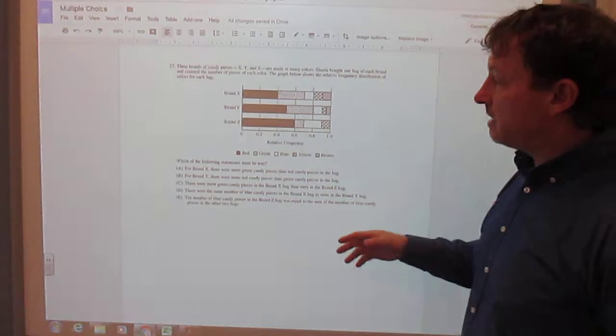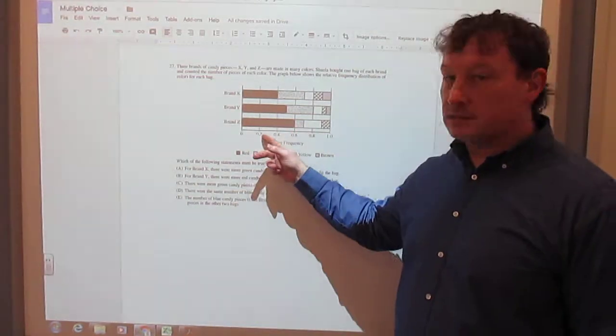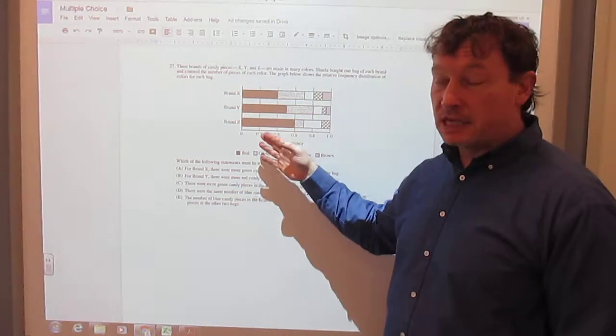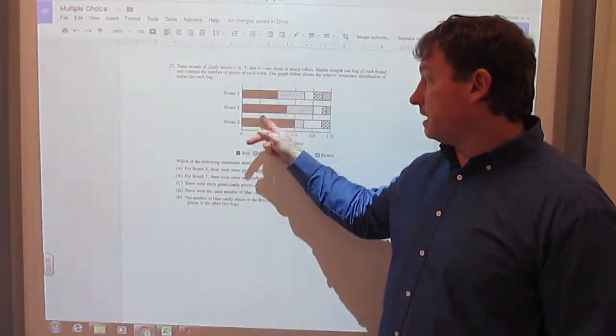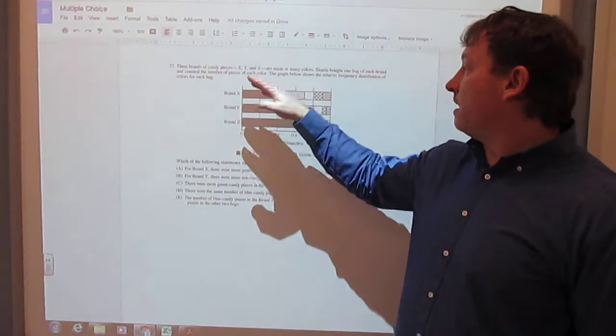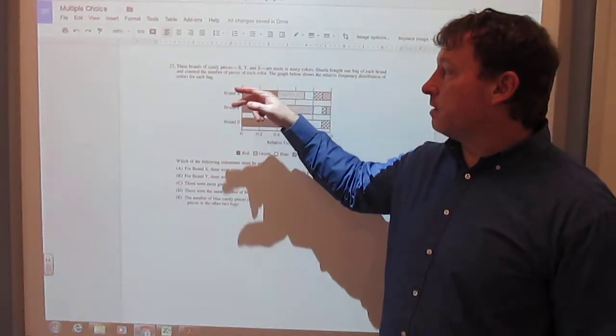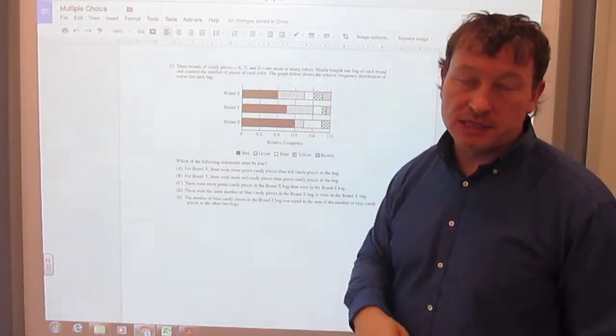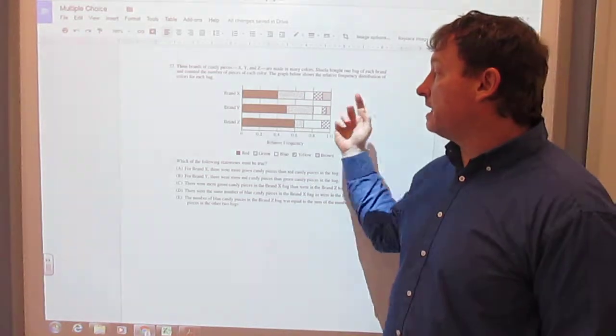Here you got a segmented bar chart. This is in relative frequency, which means percents. This is 20%, 40%. Once again, we looked at one bag of each brand and counted the number of pieces of each color, but then we're using percentages. So I don't know how much candy's in here.